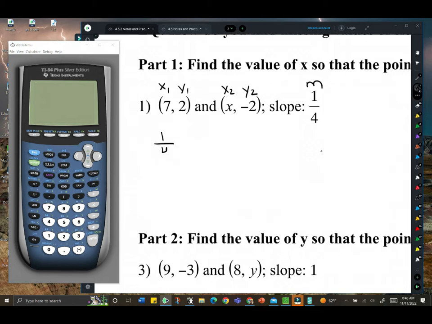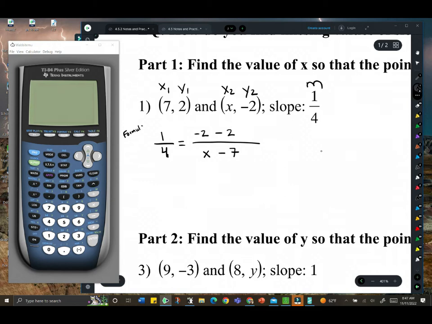So m, which is 1/4, we know is equal to y2 minus y1. So negative 2 minus 2 all over x2 minus x1. x2 is actually just our x missing, and x1 is 7. From there, we just do some simplifying. So 1/4 is equal to negative 4 all over the quantity x minus 7.